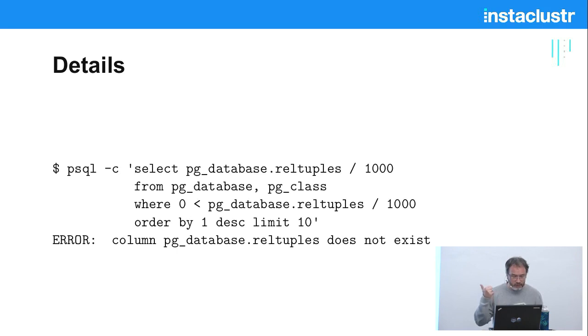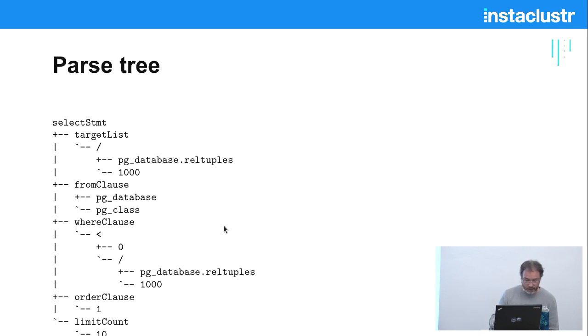Okay, yeah. To illustrate how it actually does it, we use a more simple query that we want to reduce. The query is slightly nonsensical, but it works for the job of demonstrating what we're doing here. So we are selecting pg_database.reltuples divided by 1000 from pg_database and pg_class, which are Postgres internal system catalogs, where some condition, order by something descending, and so on.